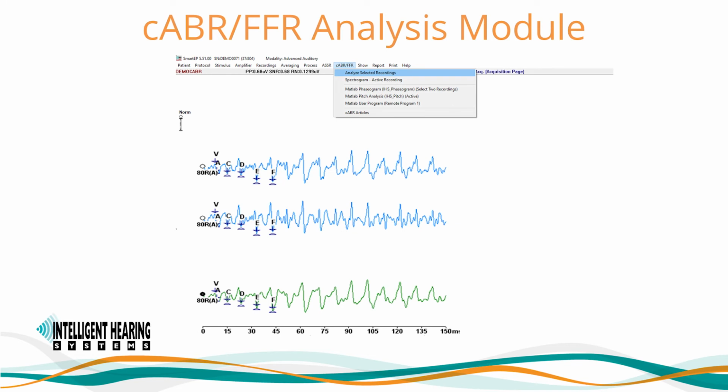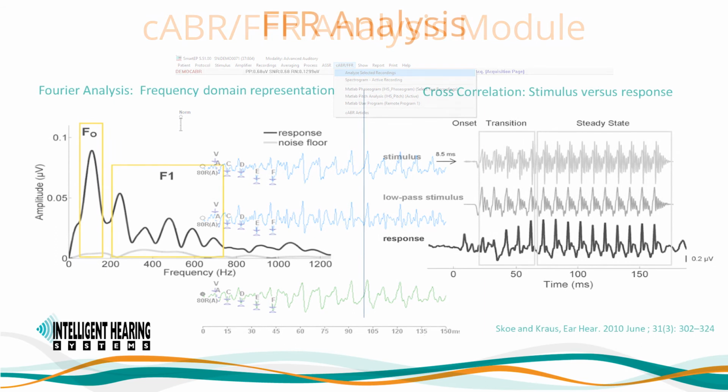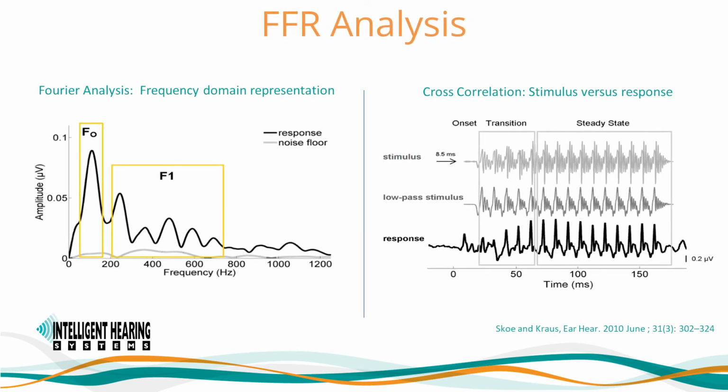Now we move to the additional cABR FFR analysis options found in the cABR FFR menu. We will begin with the General Analysis window. Here you will find two main pieces of information: the Fourier analysis for the frequency domain representation of the response, and the cross-correlation information for the stimulus-to-response relationship.